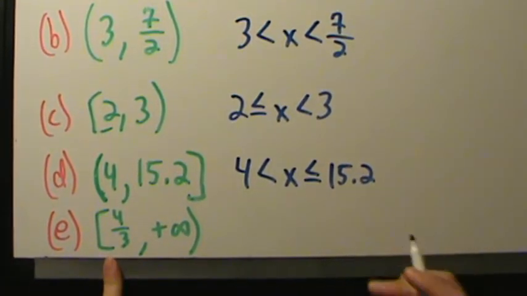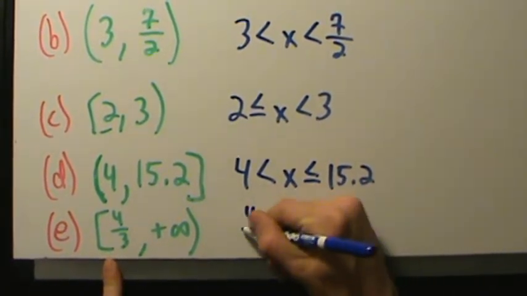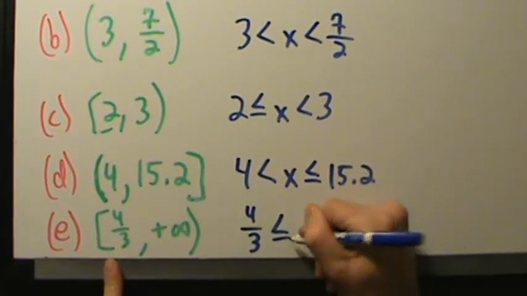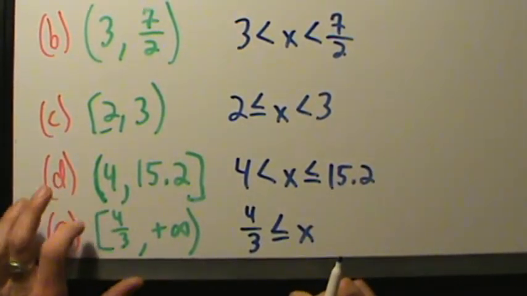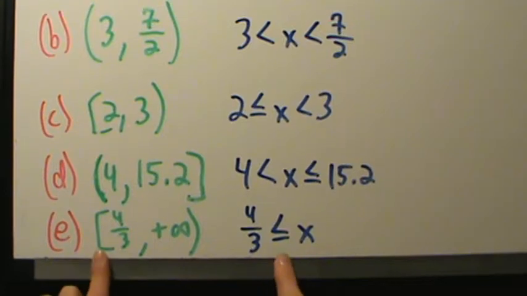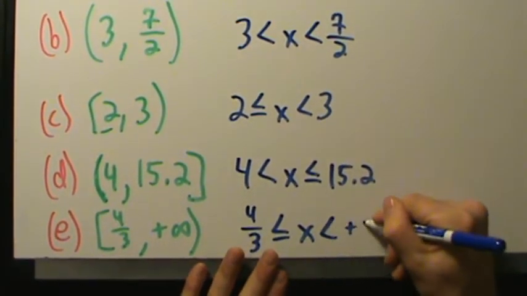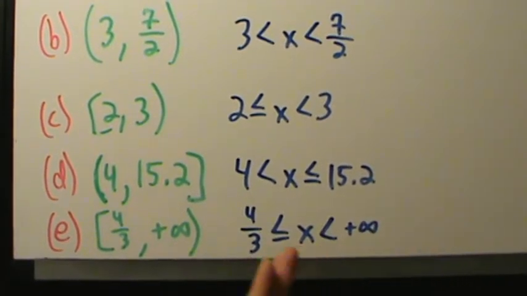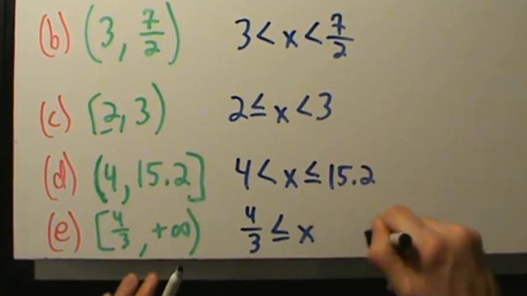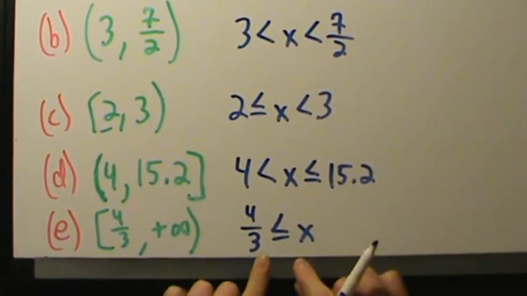So remember, the smaller number comes first, so it's going to be 4/3 less than or equal to x, okay, because we have a square bracket. So the square bracket means less than or equal to x. So that's actually it, but if you wanted to, you could say less than positive infinity. But it is kind of redundant. You don't really need that, but it's not really wrong. We just don't need it. So let's not include it. Okay. So that's our answer here.